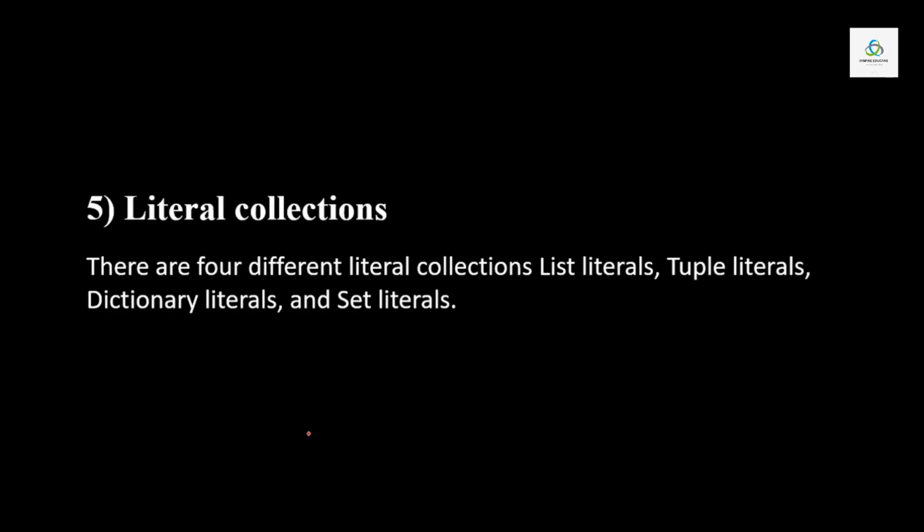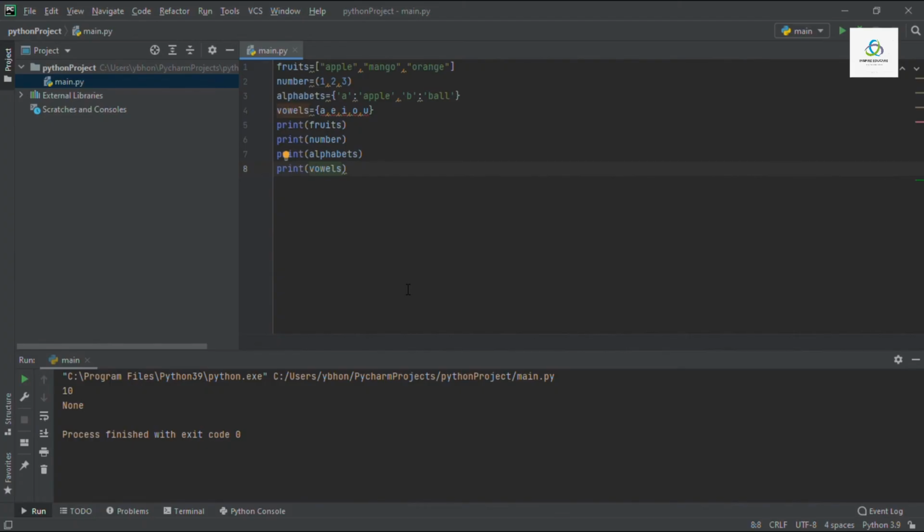Now the last literal is literal collections. It is a collection of certain literals like list literal, tuple literal, dictionary literal and set literal. We will see its example in the PyCharm window. So over here I have written a program to display the literal collection. In the first statement I have written fruits equal to apple, mango, orange. This is the syntax of a list. We will see what a list is in other videos, but for the meantime you just remember this is a list. In the second statement I have written number equal to 1, 2, 3 and this is the syntax of a tuple.